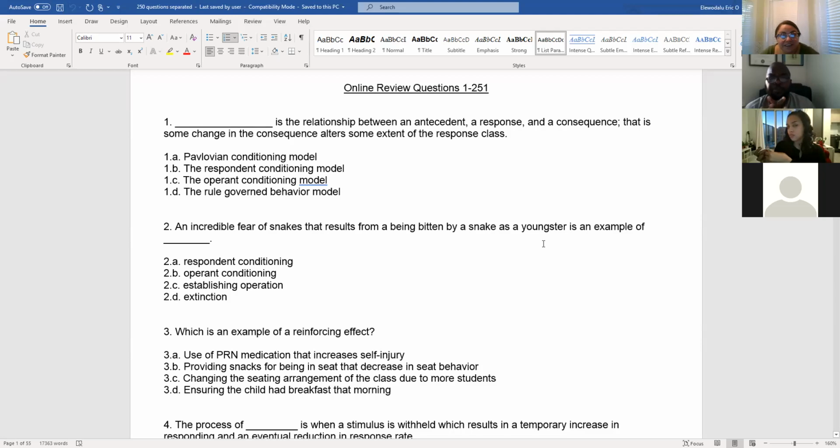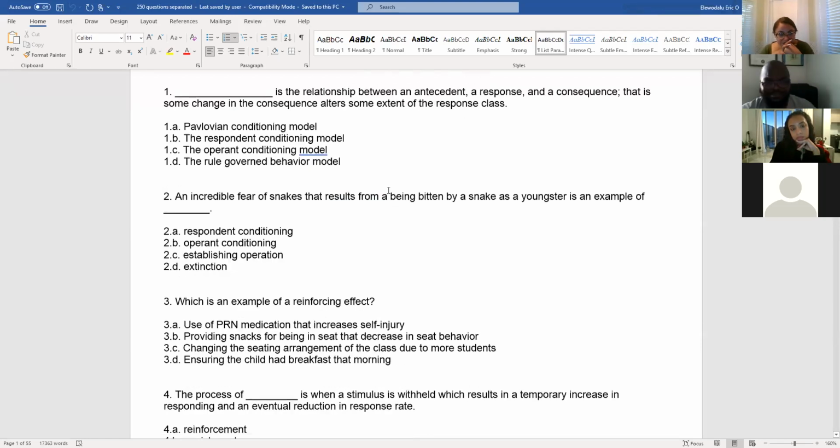Dash is the relationship between an antecedent, a response, and a consequence, where some change in the consequence alters some extent of the response class. Isn't that what we just talked about, the ABC? So isn't it operant conditioning? Yep, correct.